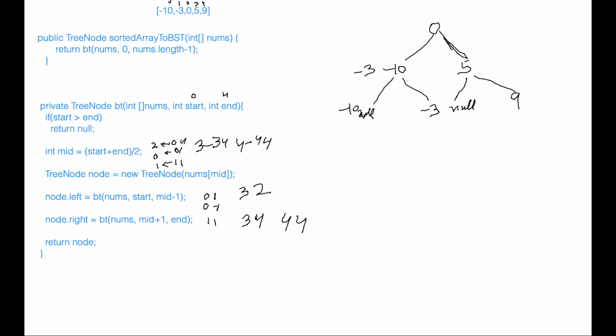In fact, I would suggest that it can be written as start plus (end minus start) by 2. That wouldn't make any difference, except it would prevent overflows, I think. I'm not sure. There might be another way of doing it too, but I just wanted to share that because that was in the solution.